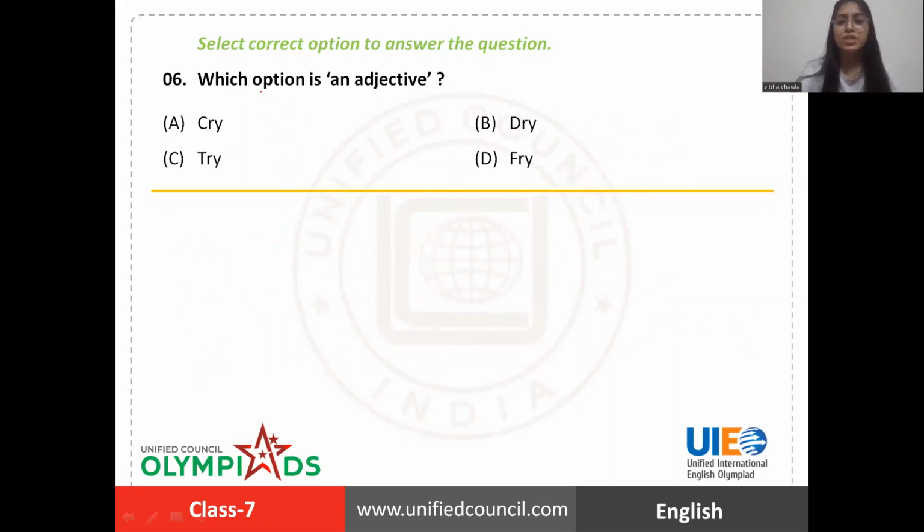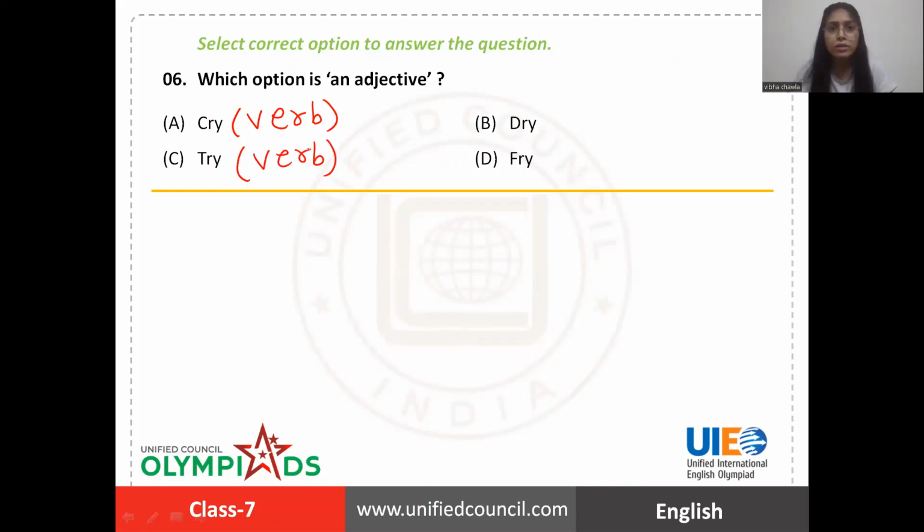Okay, let's have a look at question number 6. Which option is an adjective? Cry, dry, try, or fry? Which one is an adjective? So if I talk about cry, it's a verb, right? The child was crying. Try is also a verb. He tried hard to score good. Fry is also a verb. Fry, fried, fried. It is also a verb.